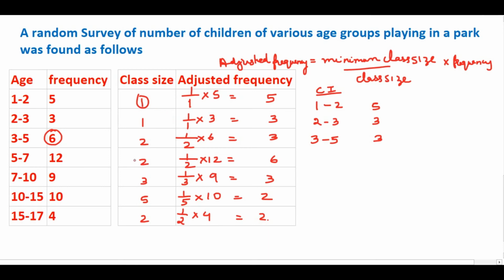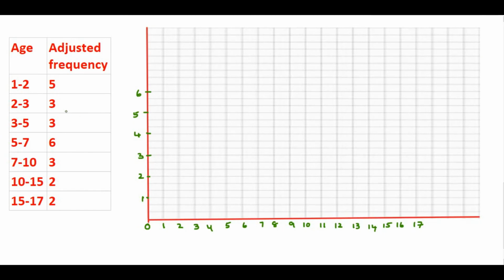First find out the class size, then pick out the minimum class size, then divide by the class size of the corresponding class interval into the frequency. Now let us draw this histogram with the class interval and the adjusted frequency. Adjusted frequency we got by the formula minimum class size divided by class size into frequency. So the original frequency we are not using, we are using the adjusted frequency to draw the histogram of varying width.